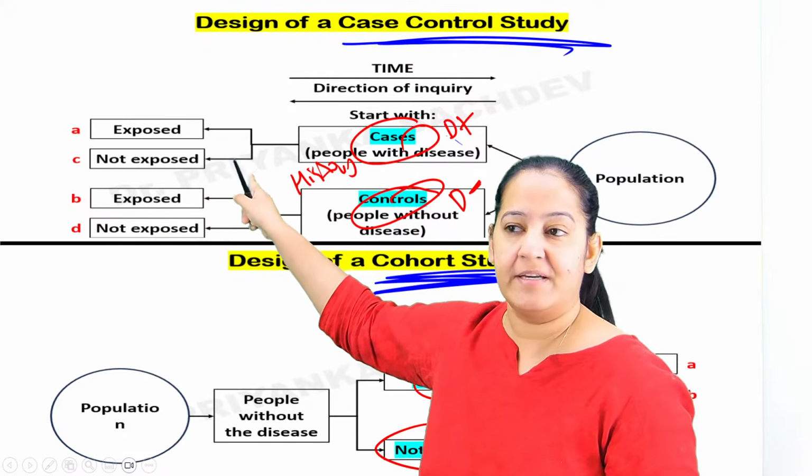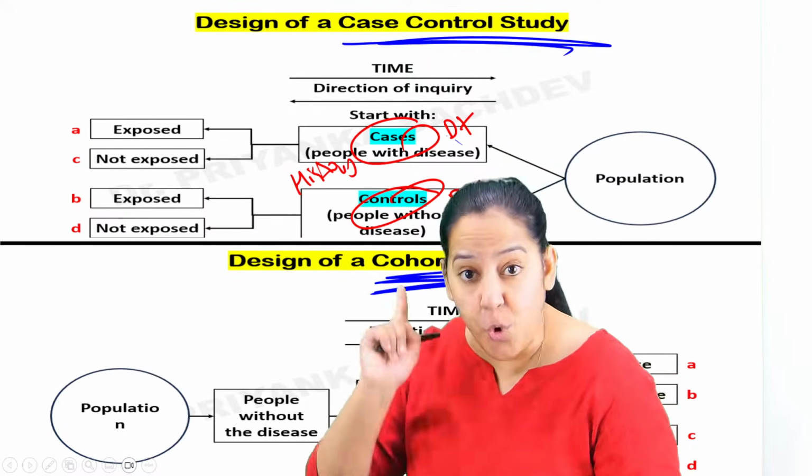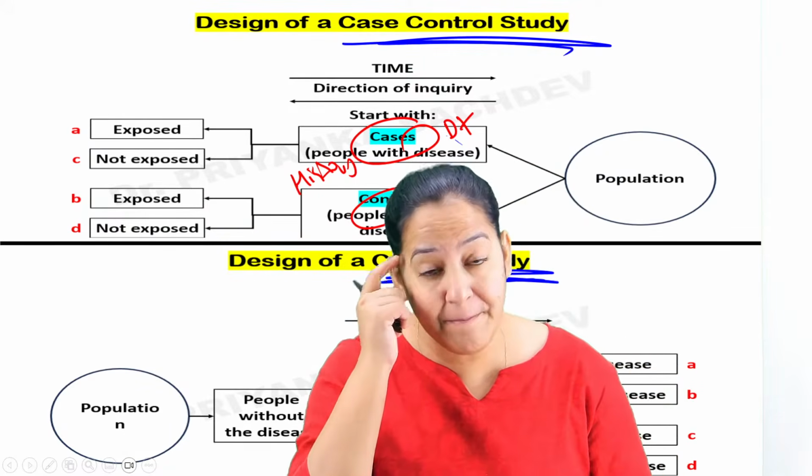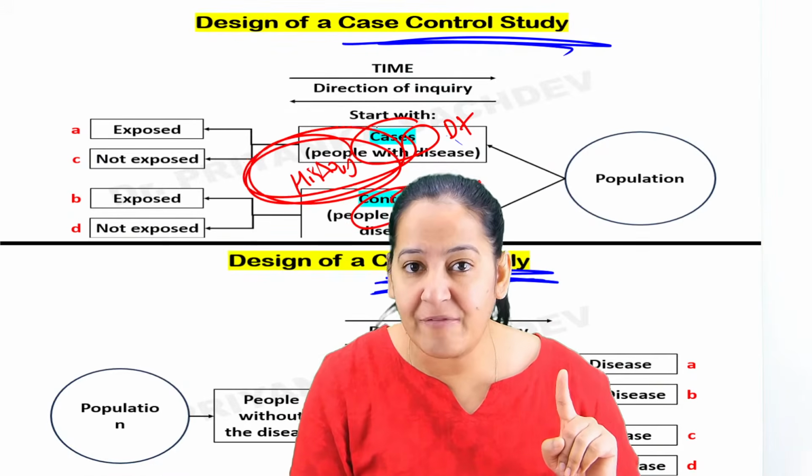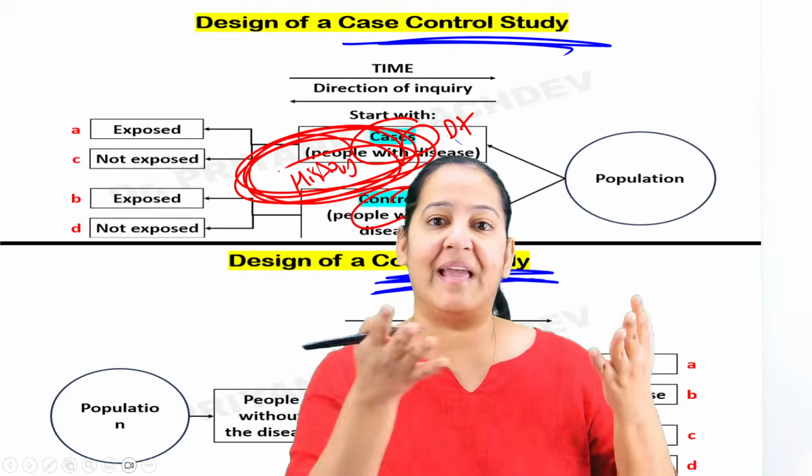What's the disadvantage? The disadvantage is the recall. It is totally based on the memory of the people. So you have to take the history. I'm saying you have to take the history. You don't know whether the person is saying lie or truth.